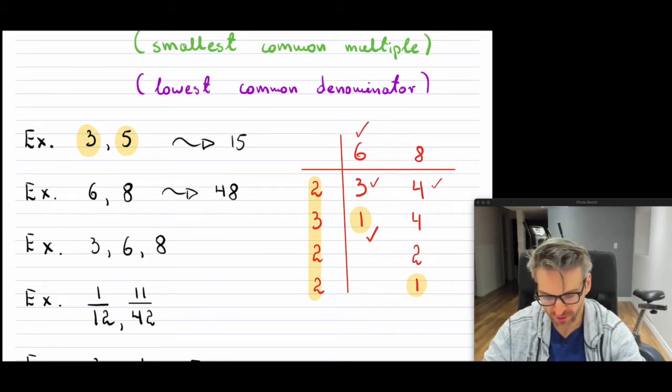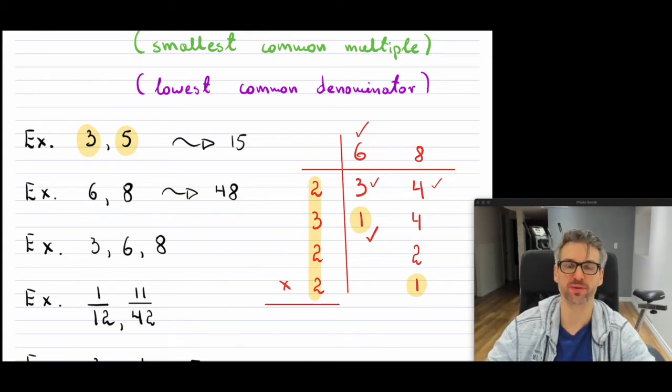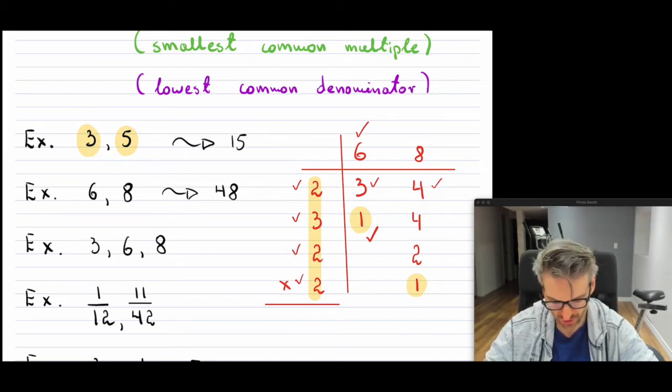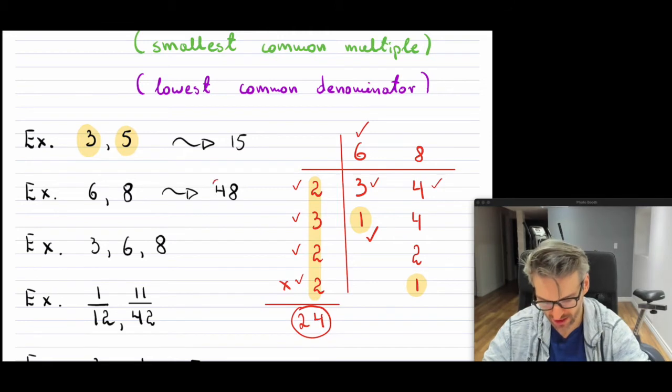And now, if you want to know what the lowest common multiple is, all you really have to do, and that's because of prime numbers and prime factoring, is you just multiply all of these prime factors. So 2 times 3 is 6, 6 times 2 is 12, times 2 is 24. And that is the smallest, or the lowest common multiple of 6 and 8. And notice it is not 48.